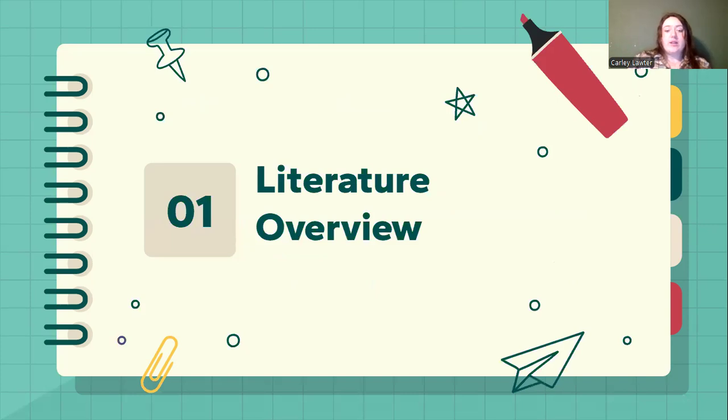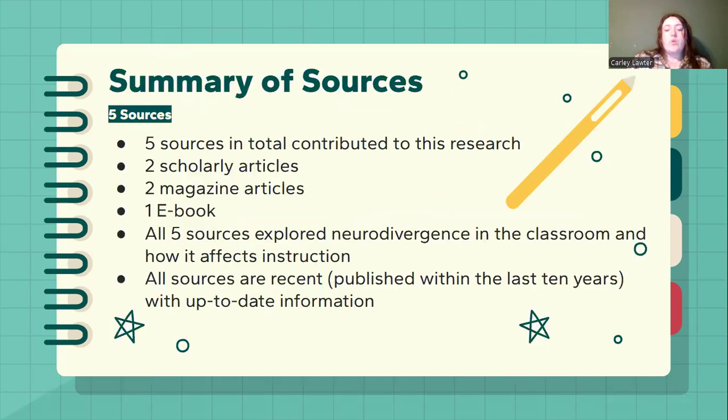Okay, so now we're going to get into our literature overview. So I had 5 sources. 2 of them were scholarly, and 2 of them were from education magazine articles, and then we had 1 ebook. So all 5 sources explore different facets of neurodivergence in the classroom, some ways to best facilitate learning for the neurodivergent students, and how it can affect instruction. It's important to note that all of the sources are recent, published within the last 10 years, so all the information should be up to date.